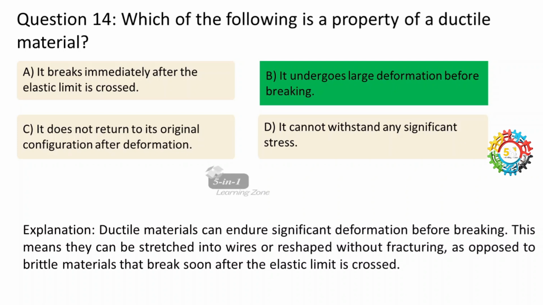This means they can be stretched into wires or reshaped without fracturing, as opposed to brittle materials that break soon after the elastic limit is crossed.